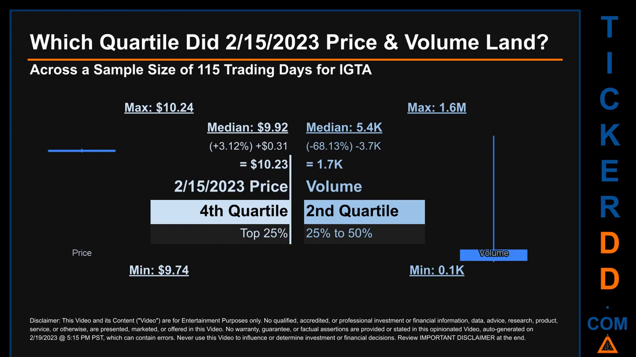Quartiles tell us about the spread of a data set by breaking that data set into quarters, just like how the median breaks the set into half. Descriptively, IGTA has a median price of $9.92. Therefore, February 15, 2023 price was higher from that middle marker by 3.12%. The day's volume of 1.7 thousand was less than the median by 68.13%.